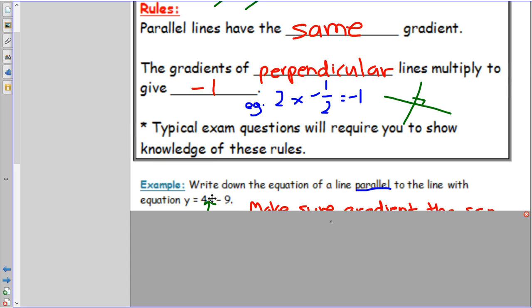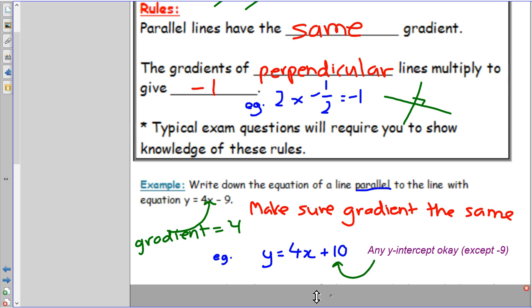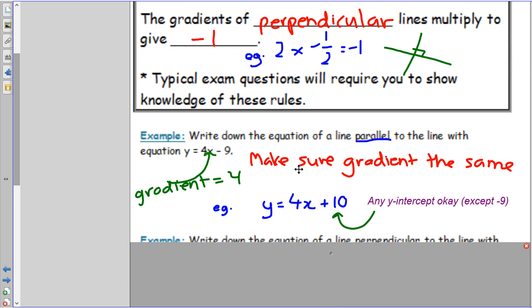For it to be parallel, it must have the same gradient. So just make sure, marking the gradient is 4, that you've got a line that has the gradient being the same. Doesn't matter what the y-intercept is, so you could have y equals 4x plus 10, you could have y equals 4x, you could have y equals 4x minus 8. Why can't you have y equals 4x minus 9? Have a think. That's because it would be the exact same line as the original one.